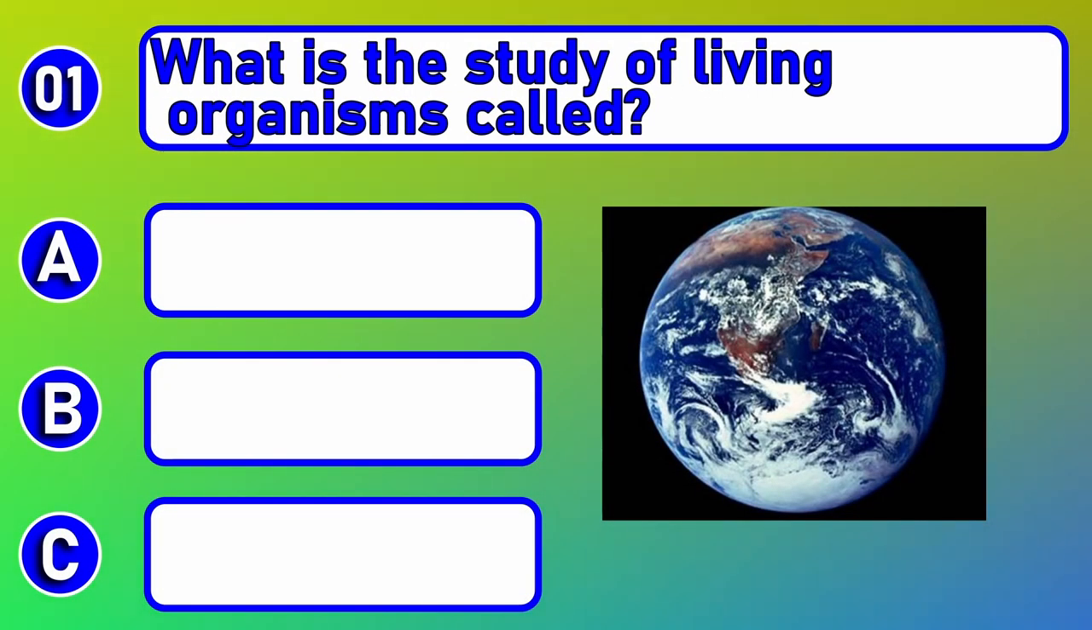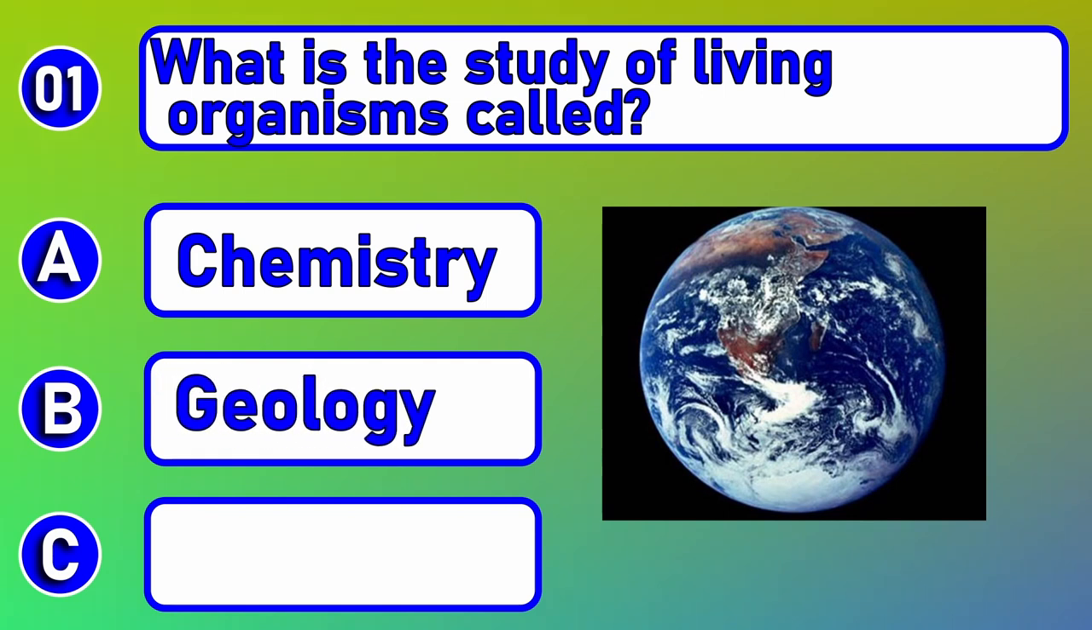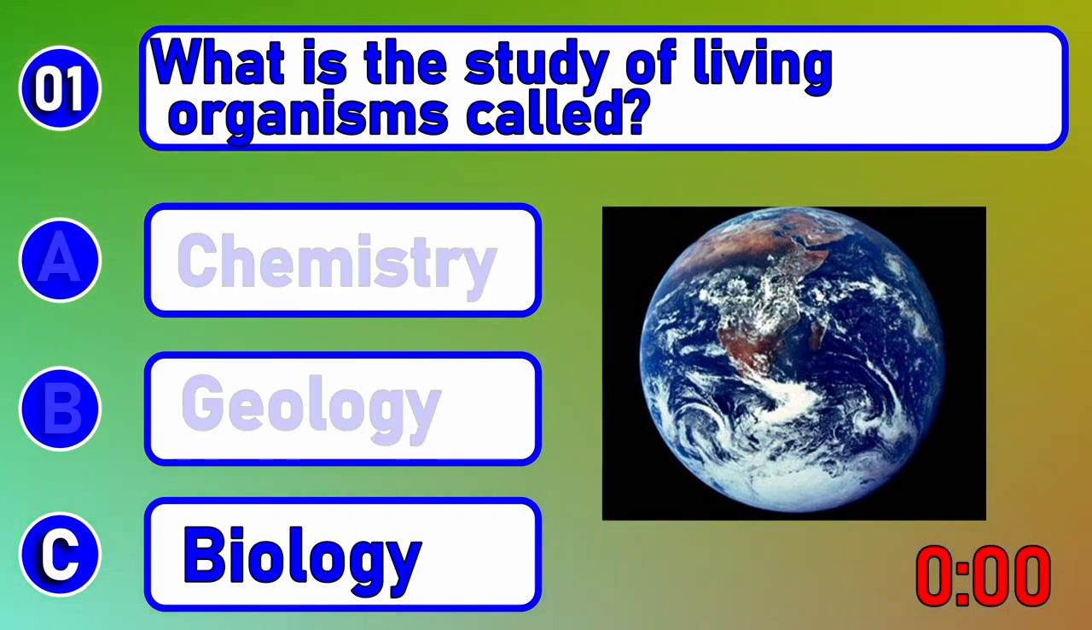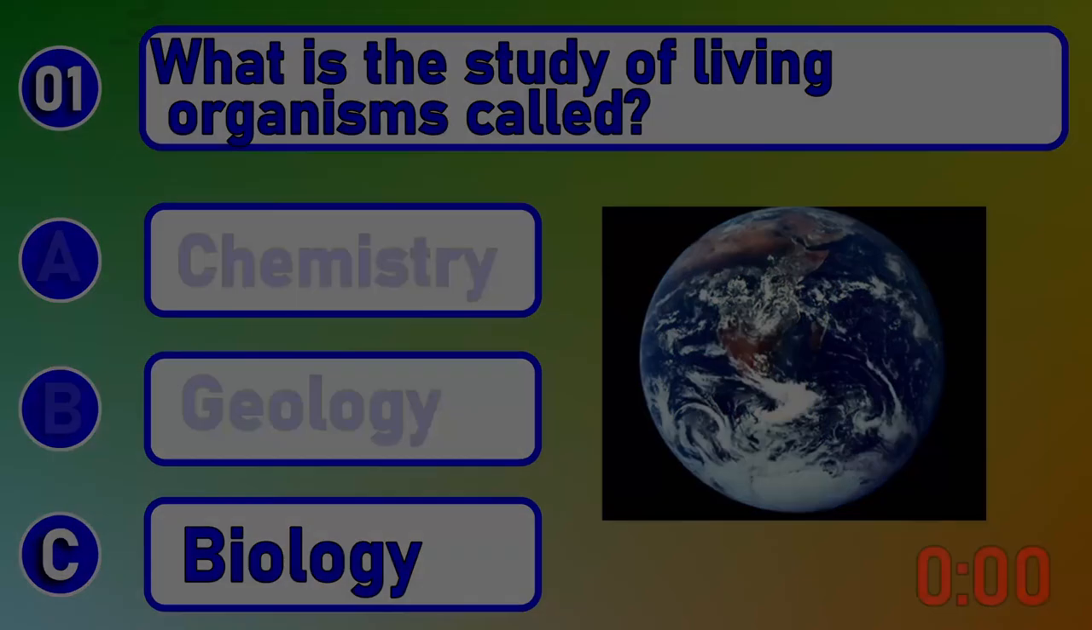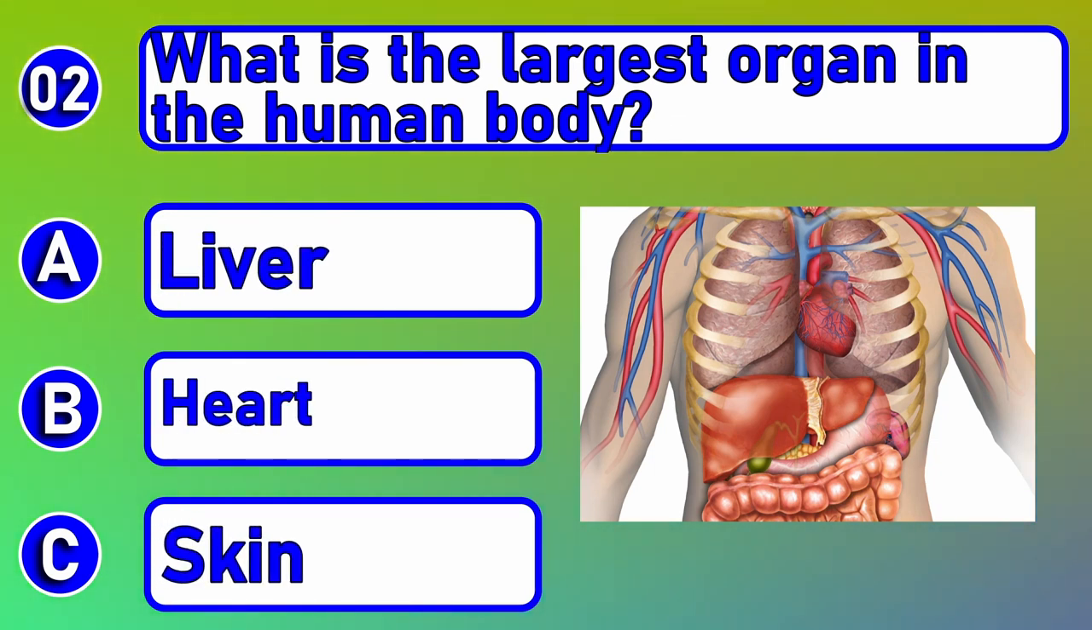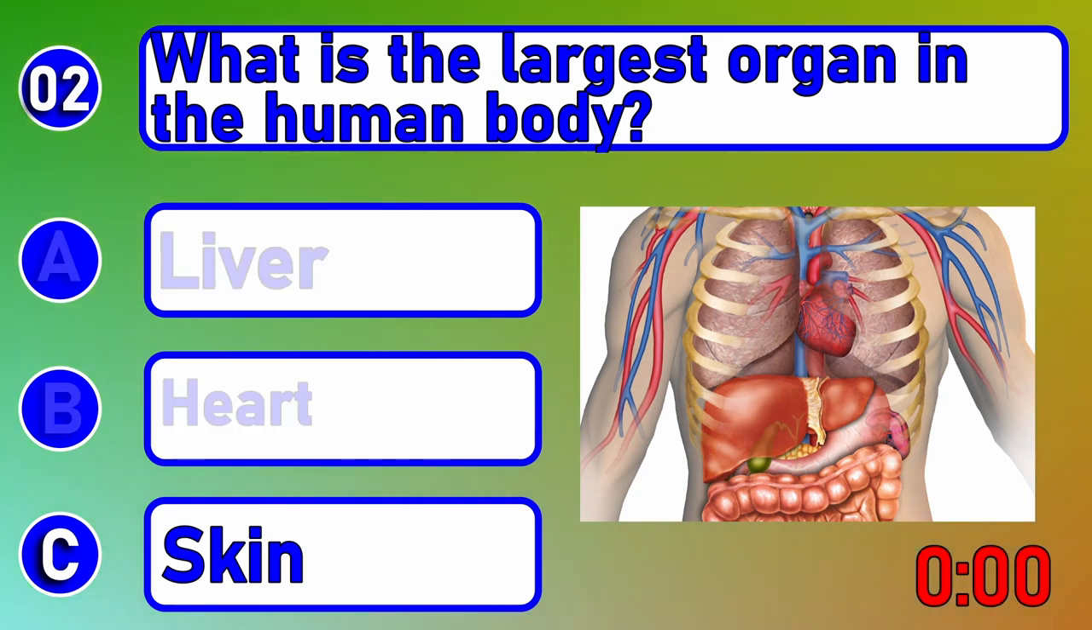Question 1. What is the study of living organisms called? Is it A, chemistry, B, geology, or C, biology? And that is biology. Question 2. What is the largest organ in the human body? Is it A, the liver, B, the heart, or C, the skin? And that is C, the skin.